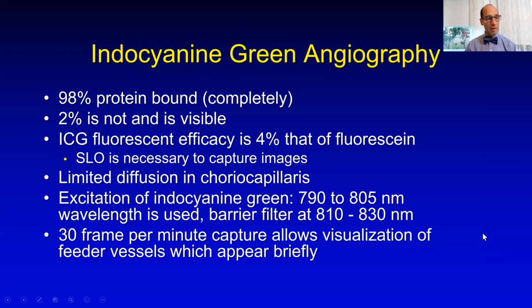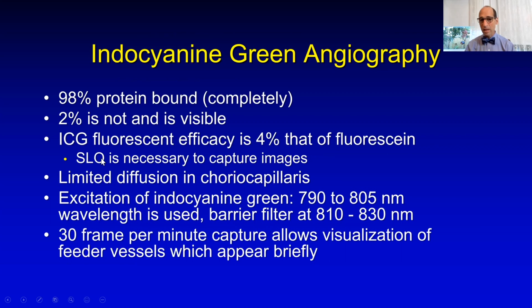Next thing is indocyanine green angiography. This is 98% protein bound. So remember, fluorescein was 80% protein bound. Indocyanine green is 98% protein bound. So the 2% that's not protein bound is visible. And ICG fluoresces at a much lower efficacy than fluorescein. It's only 4%, and the molecule of ICG is much less fluorescent.